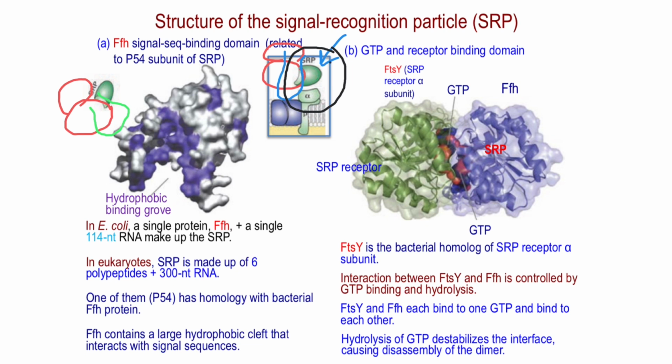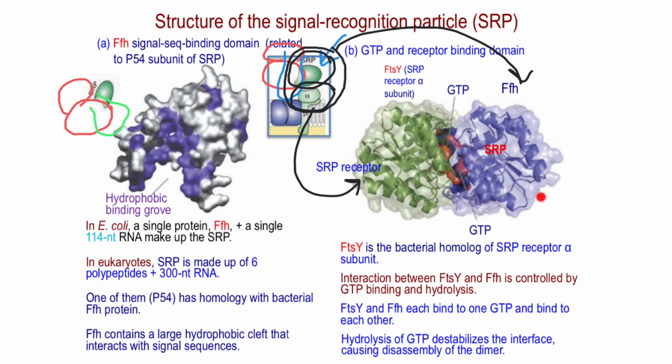To avoid confusion, the signal recognition particle is shown here and the signal recognition receptor is shown here. Here they are shown vertically and here horizontally. FFH is the name of the signal recognition particle in prokaryotes, in E. coli, and FtsY is the name of the signal recognition receptor alpha subunit, again in E. coli. But we can call them just SRP, which stands for signal recognition particle, and signal recognition receptor alpha subunit.